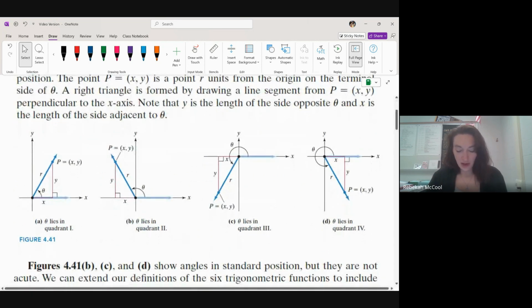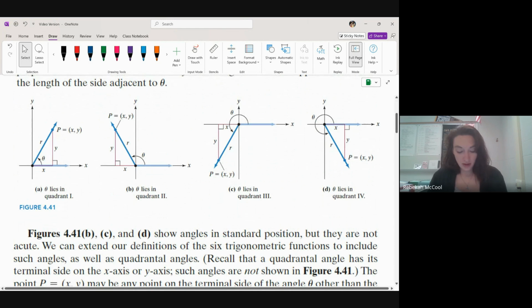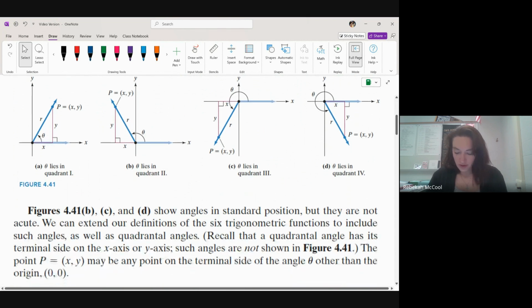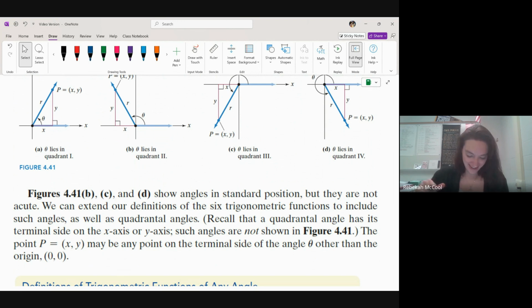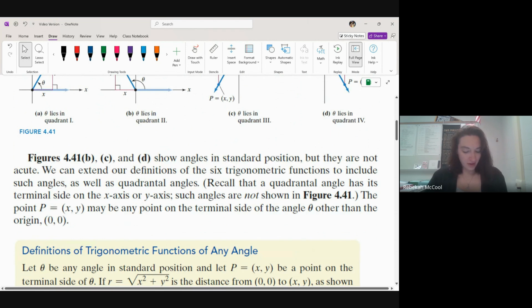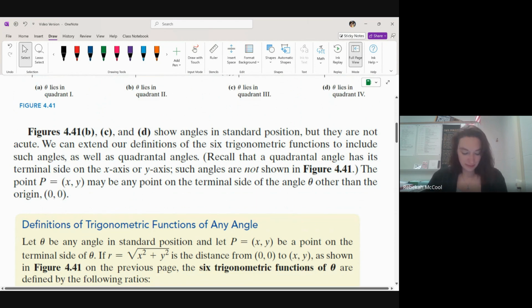So we can see we've got 4 different types of angles here based on which quadrant we're in and where they lie. These are all in standard position, but they're not acute once we get out of quadrant 1. We can extend our definitions of the 6 trigonometric functions to include such angles as well as our quadrantal angles, those are the ones that are on our axes. Recall that point P could be any point on the terminal side of the angle other than the origin.